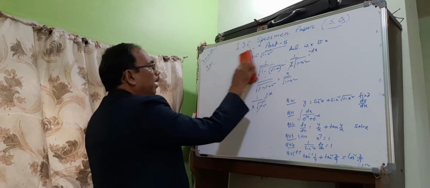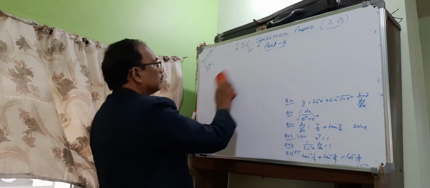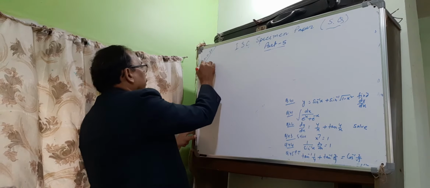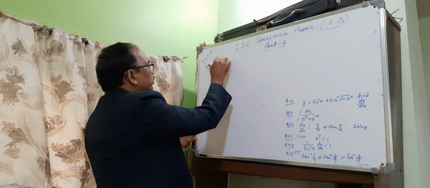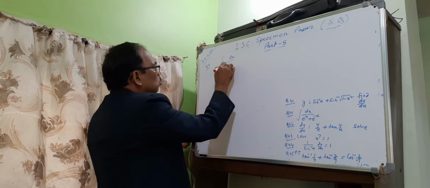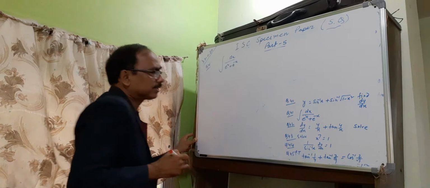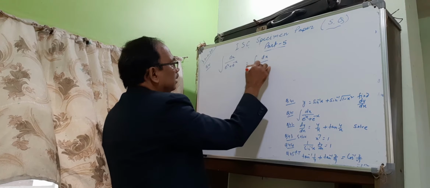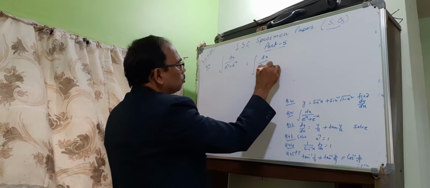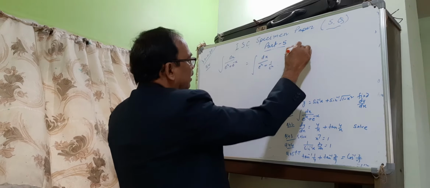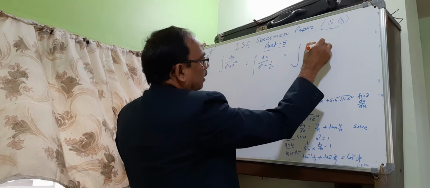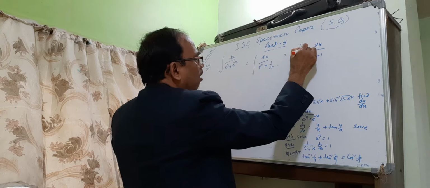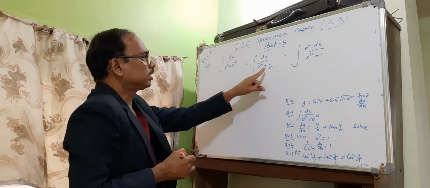Next, sum number 41. Question number 41. Integration dx over e to the power x plus e to the power minus x. In this, we can take integration dx over e to the power x plus 1 by e to the power x. That is integration e to the power x dx over e to the power 2x plus 1.